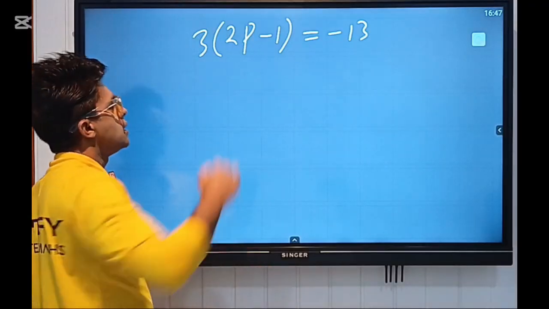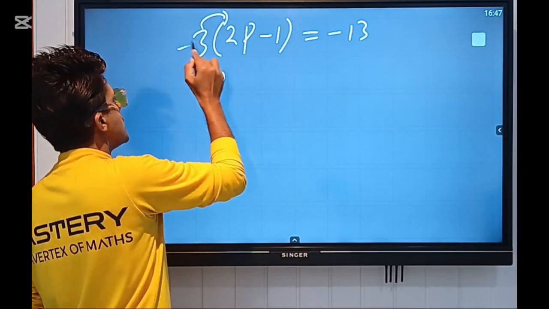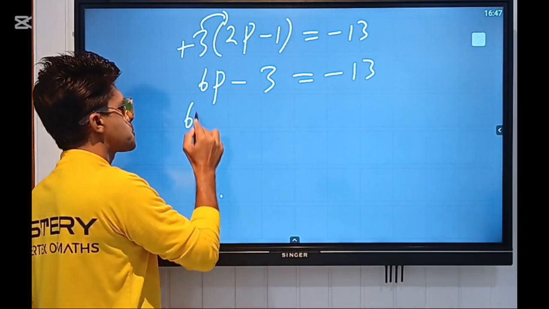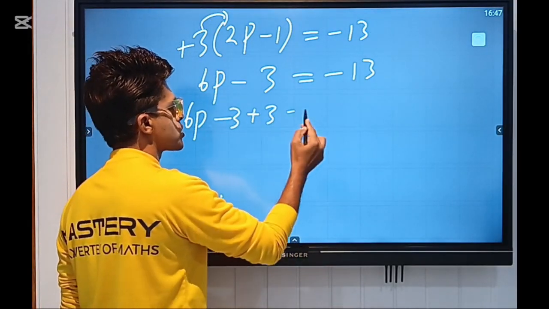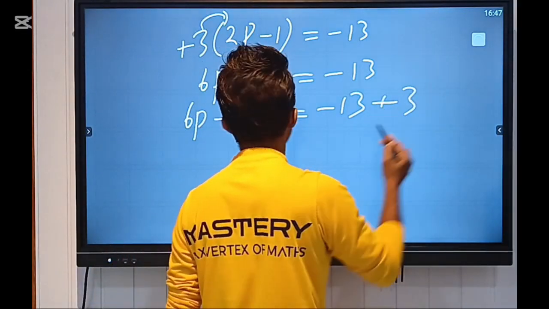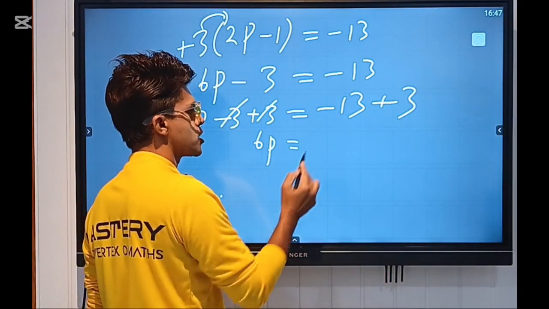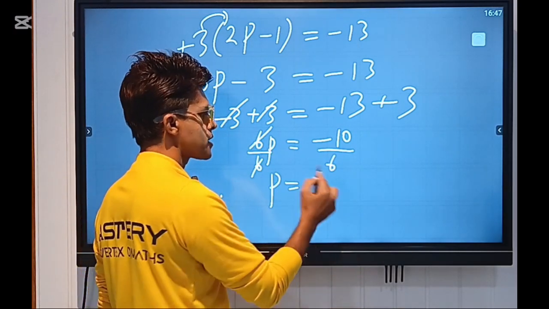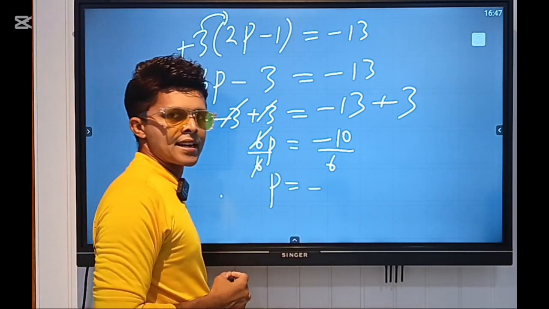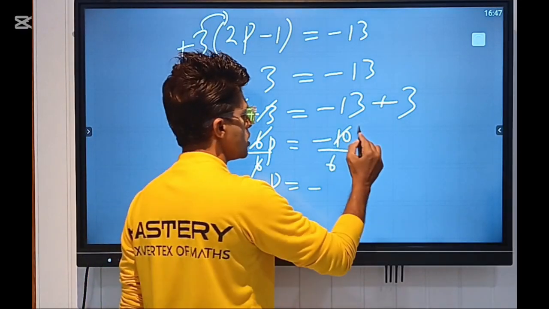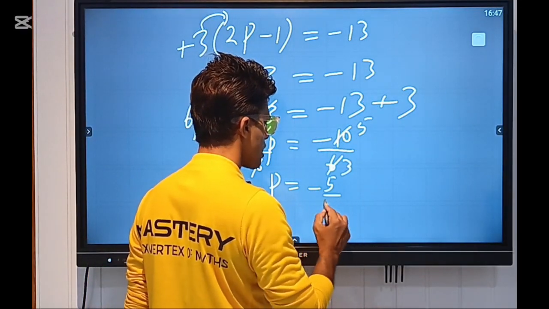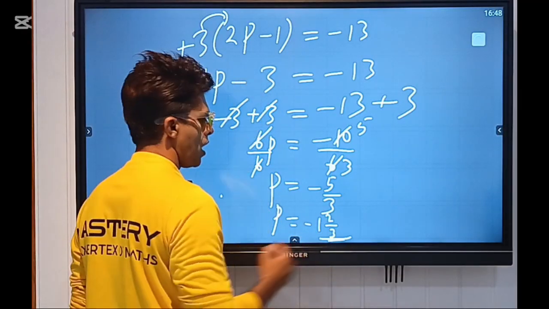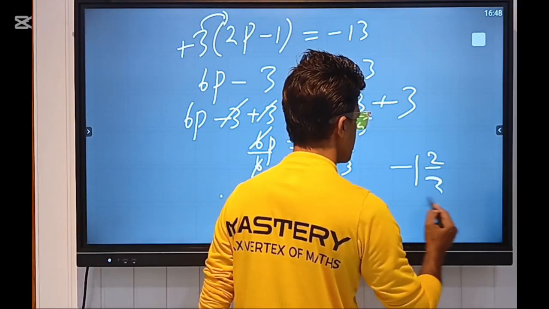Now remove the brackets. 3 times 2p is 6p. Here plus, here minus. 3 times 1 is 3. So here minus 13. So 6p, add plus 3 to both sides. So 6p equals minus 10, divided by 6 on both sides. So p equals, minus over plus is minus. 10 is a multiple of 2, 6 is a multiple of 2. So 5 over 3. The answer is minus 5 over 3, which means minus 1 2/3 is the answer.